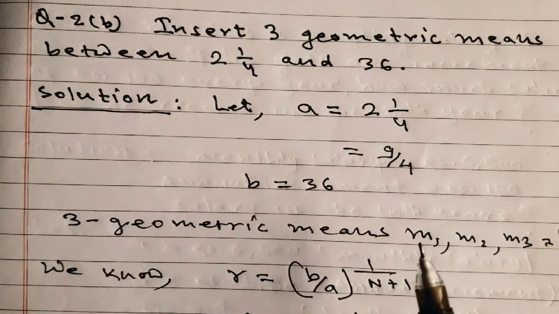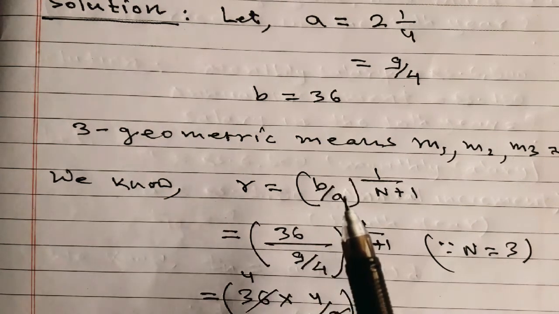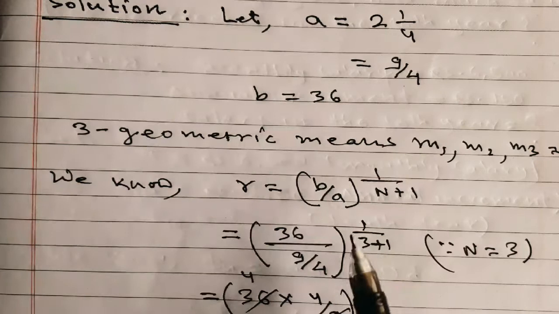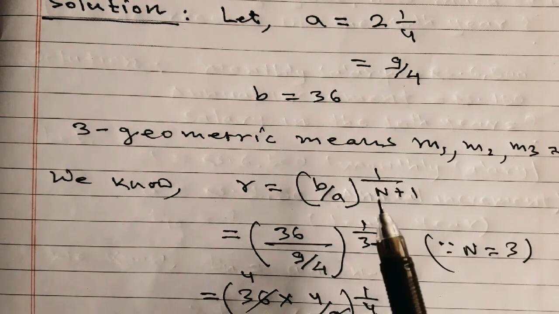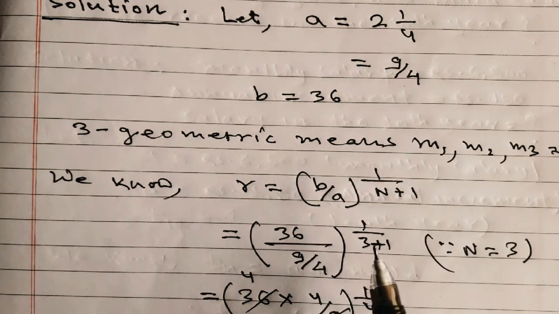Let's suppose the 3 geometric means as M1, M2, M3. To find them, we first have to find the value of the common ratio. The formula for the common ratio is R equals B by A, whole power 1 by n plus 1. The value of B is 36 divided by A, the value of A is 9 by 4, whole power 1 by n plus 1. Here n means the number of geometric means, which is 3. So we put n as 3, 3 plus 1.